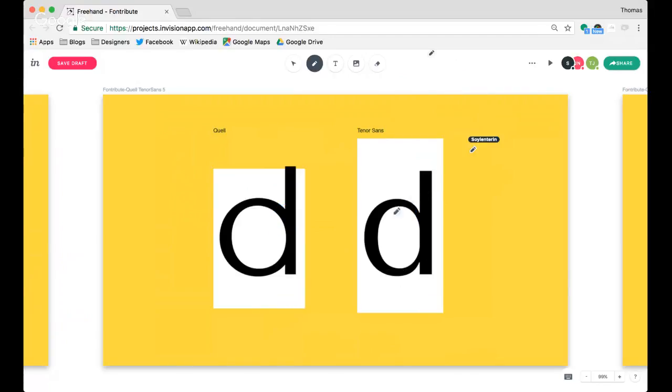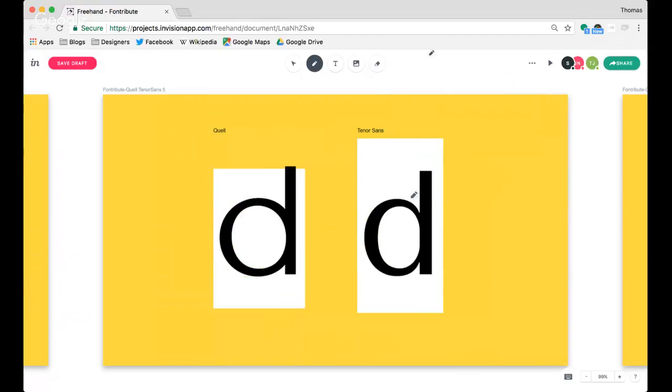Yeah, it's almost like this. It's like a flatness in the Tenor Sans approach, right? In this D, compared again, in Quell, it almost feels like you really try to honor that energy in the O, right? In this D of Quell as well. So that's definitely something catching my attention.